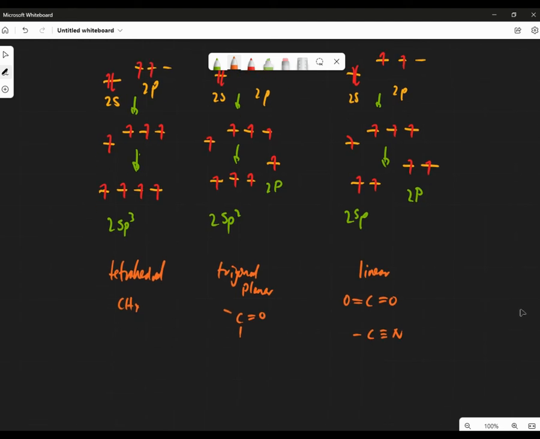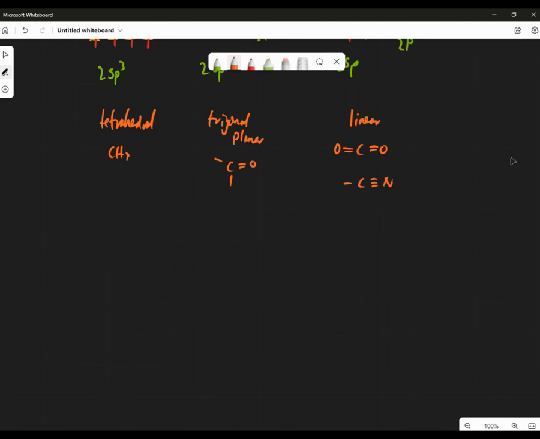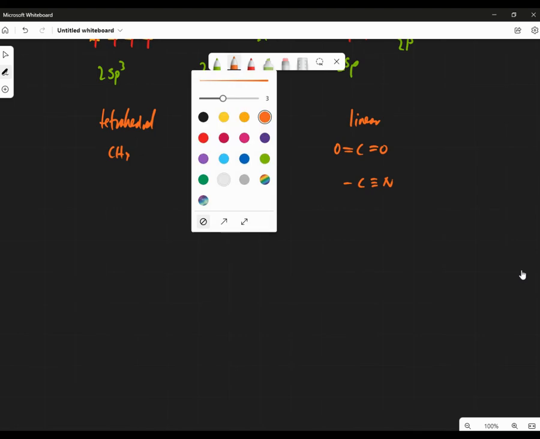So I hope that's fair enough. So there we go. So if you ever see a carbon with four bonds coming out of it, let's do a different color.